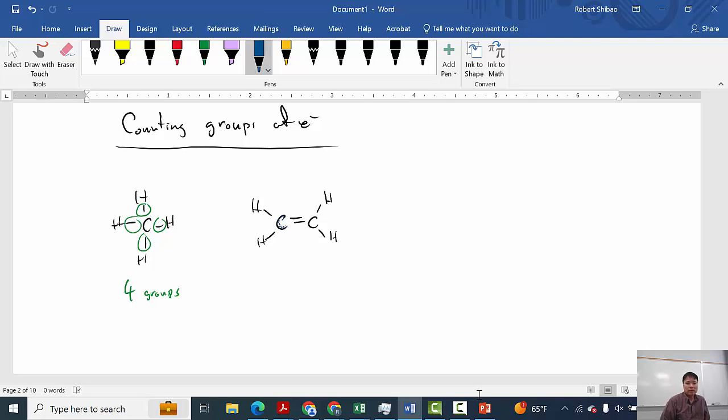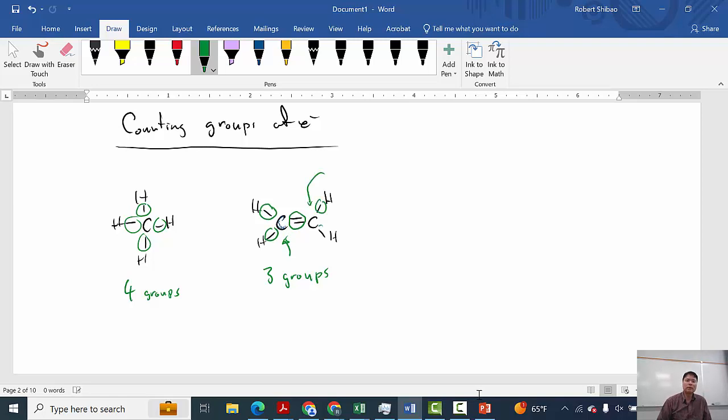Now what we do is we look at it one center at a time. If I look at this left carbon here, how many groups of electrons around this left carbon? You would think 4 also, but it's actually only 3, because we can't separate the double bond. The double bond has to be taken together. So we have 2 single bonds and 1 double bond. The 1 double bond is considered 1 group. And so this is actually 3 groups.